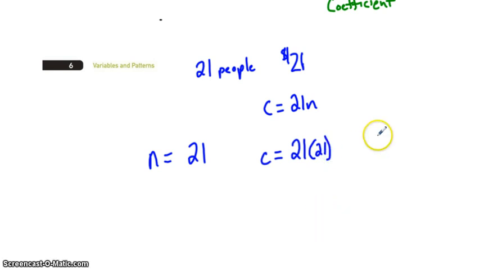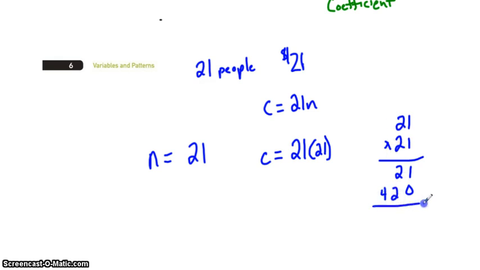All right, so we're going to go over here to the side, and we are going to multiply 21 times 21. 1 times 1 is 1, 1 times 2 is 2, write a 0, 2 times 1 is 2, 2 times 2 is 4, we add that up, and we get 441, so the cost for 21 people is 441. We'll go ahead and add the dollar sign because we are talking cost: for 21 people is $441.